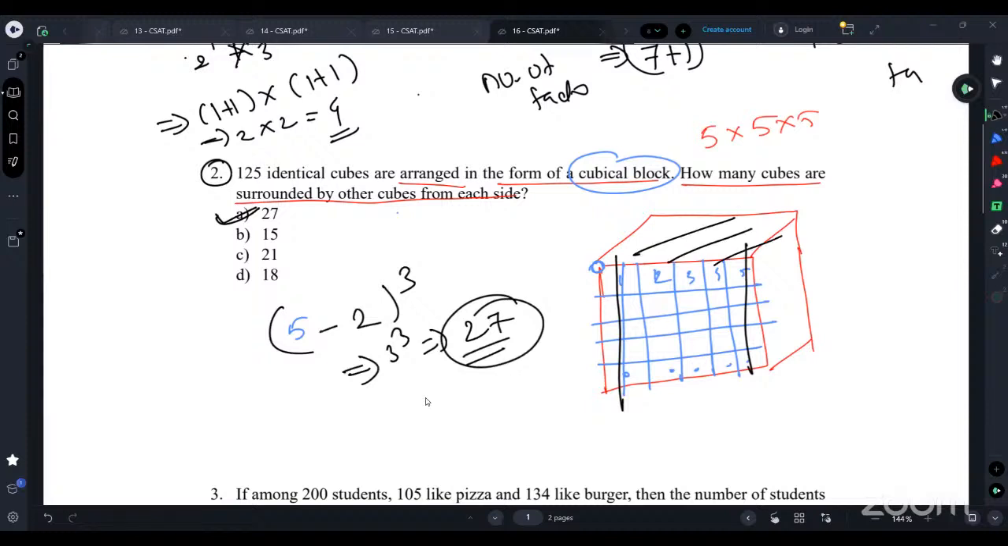If I paint this whole cube, and if I cut it into 125 identical cubes, 27 cubes will not have any face painted, because those are cubes which are inside this large cube. So they will not be painted.